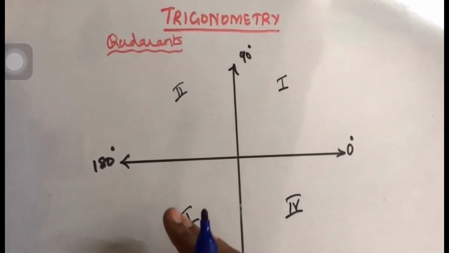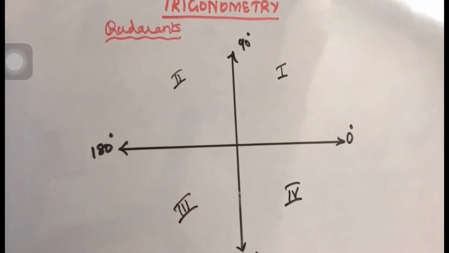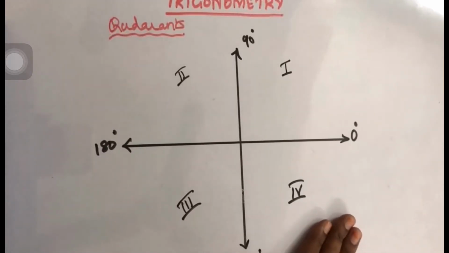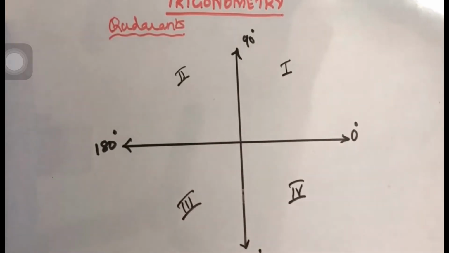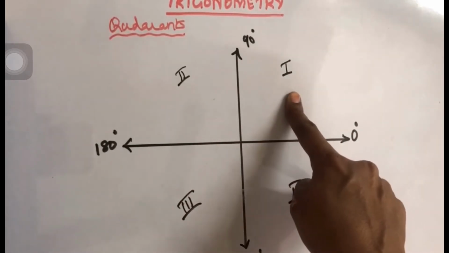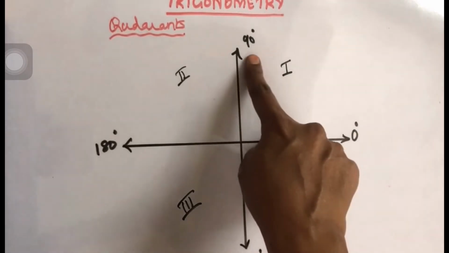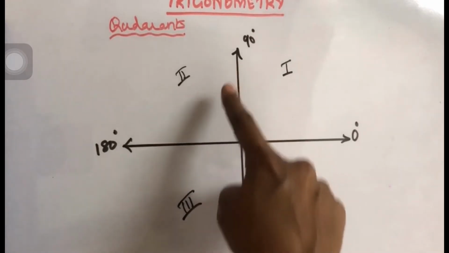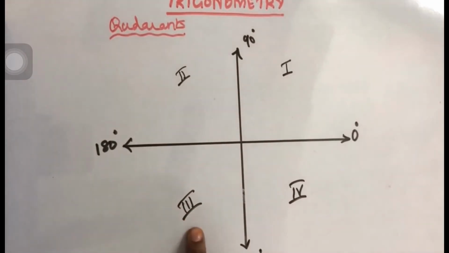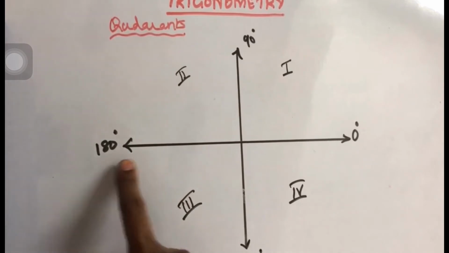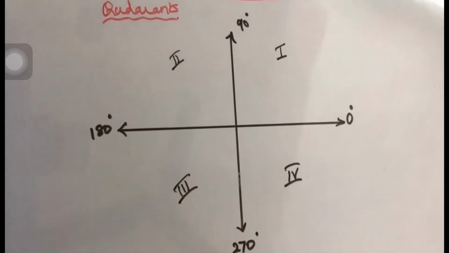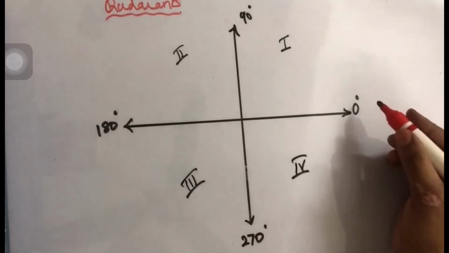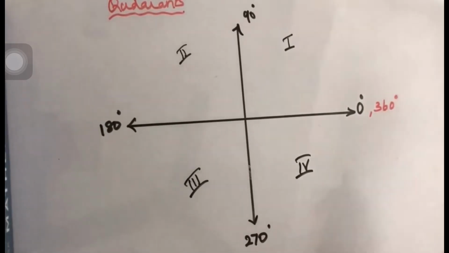Directly we are going into the concept of quadrants. So this system is divided into 4 quadrants. It is the first quadrant and it measures the angles from 0 to 90 degrees. And it is second quadrant and it measures the angles from 90 degrees to 180 degrees. In the third quadrant, it ranges from 180 degrees to 270 degrees. In the fourth quadrant, it ranges from 270 degrees to 360 degrees. It is 0 degree as well as 360 degree also.